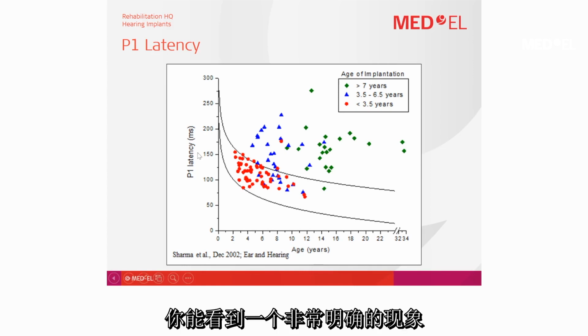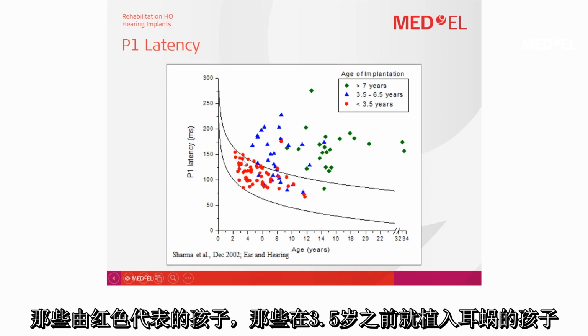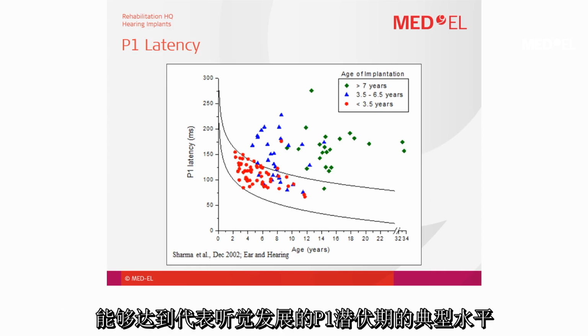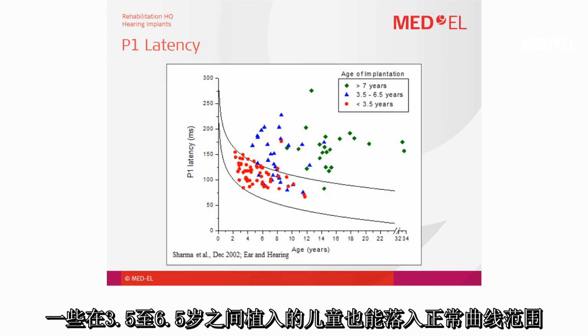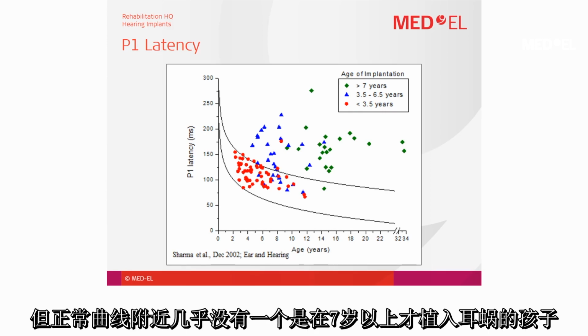So what you see here is a very clear indication that those children in red, those children who are implanted before the age of 3.5 years, are able to fall into the typical result for that P1 latency, that indicator of auditory development. Some of the children implanted between the age of 3.5 and 6.5 were able to get into that normal curve, but almost none of the children implanted over the age of 7 years.